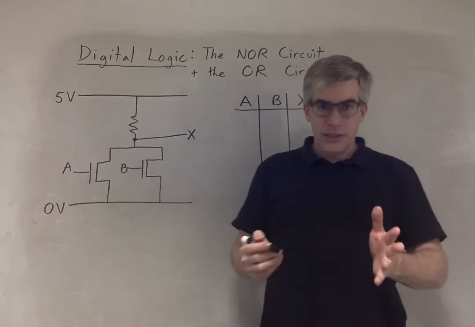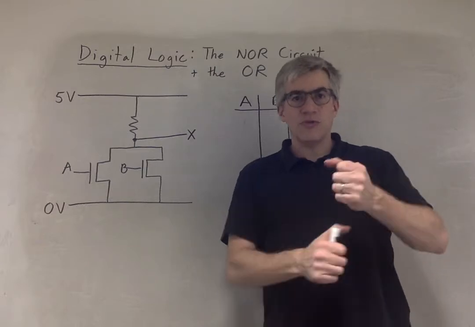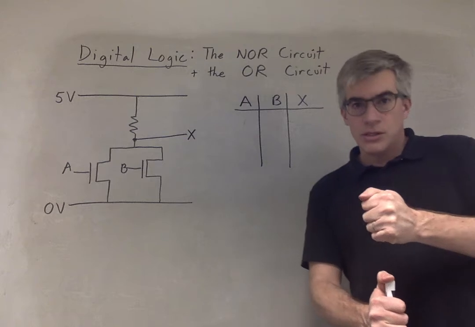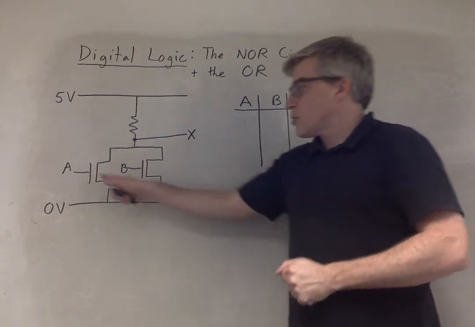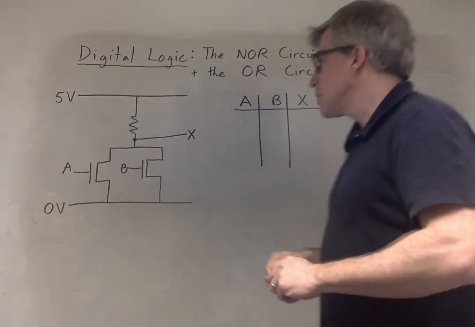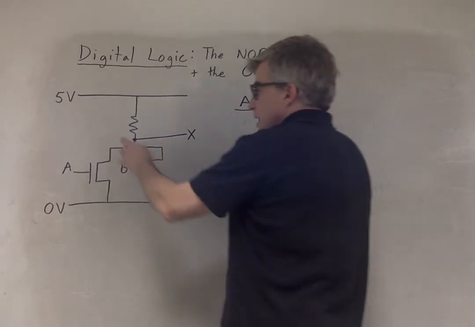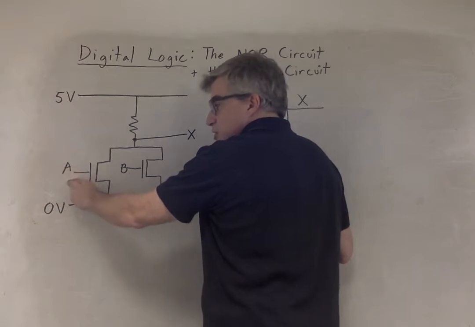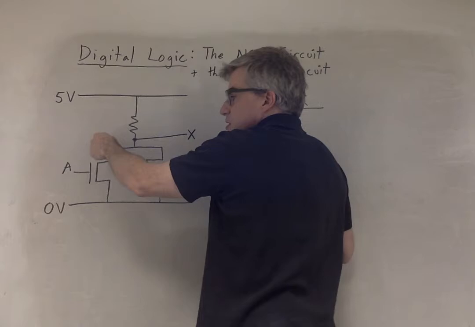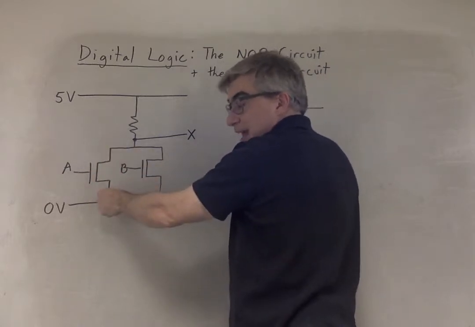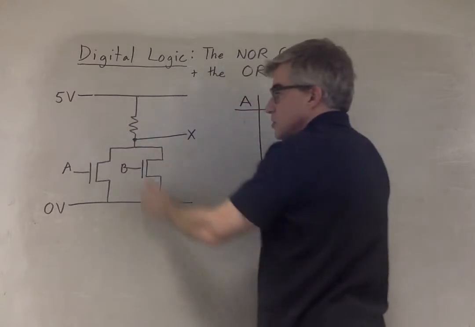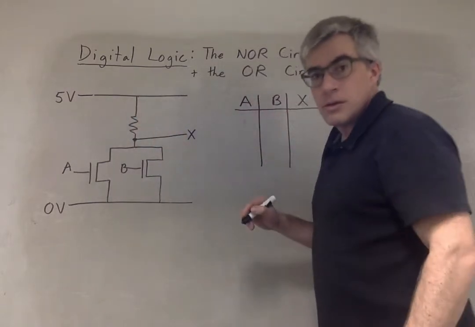Next, we did the AND circuit and NAND circuit, which involved two transistors in series. And now we're putting two transistors in parallel. So let's see what this does. If we put high voltage on here, meaning 5 volts, by connecting the wire up there, then this will be a closed switch and current can flow there. Likewise, if we put B up to the 5 volts, current can flow there.